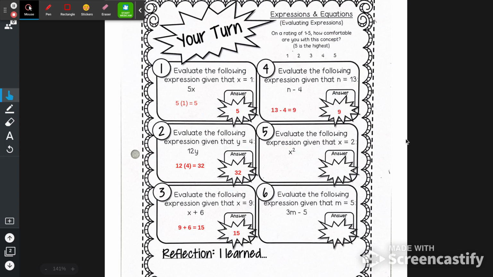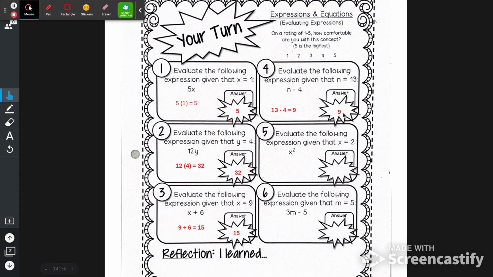Okay, so number 4, we have n minus 4. Well, what is our input for n? It is 13. So instead of n minus 4, we will have 13 minus 4, and 13 minus 4 is 9, so our evaluation is 9. Okay, looking at number 5.